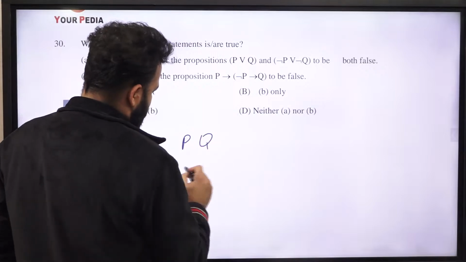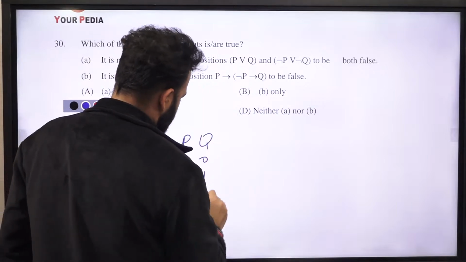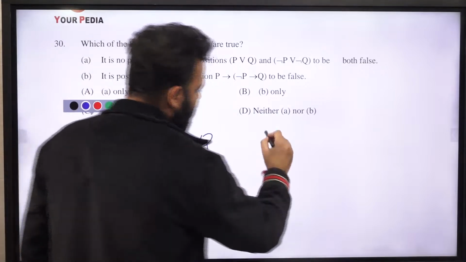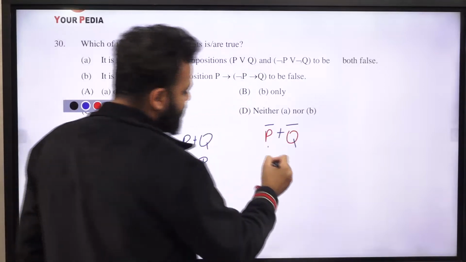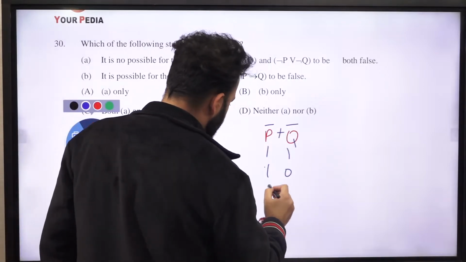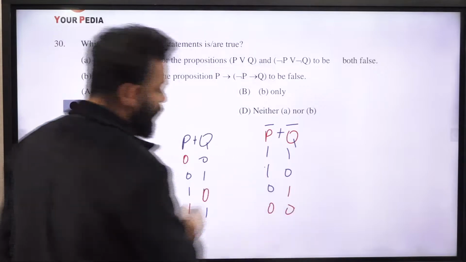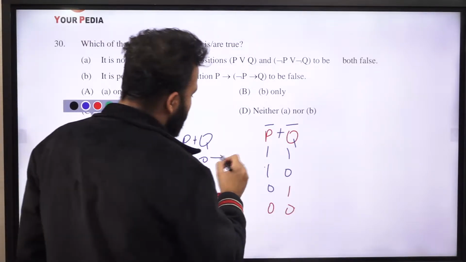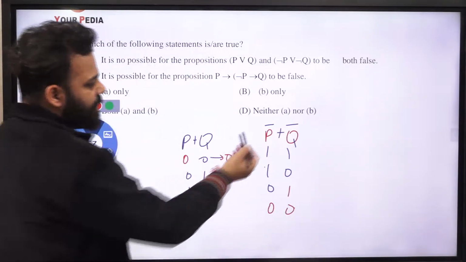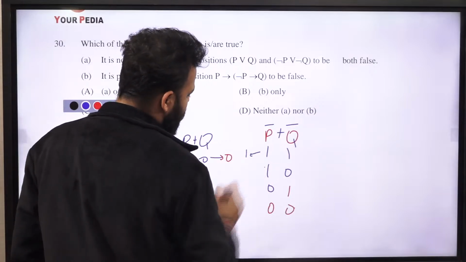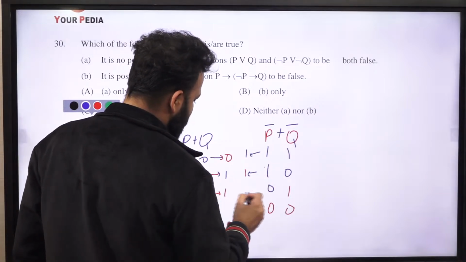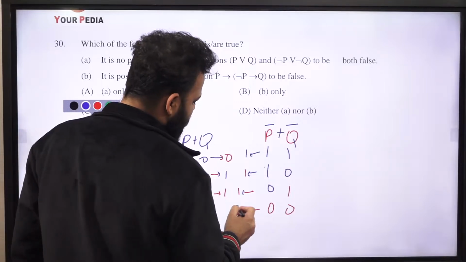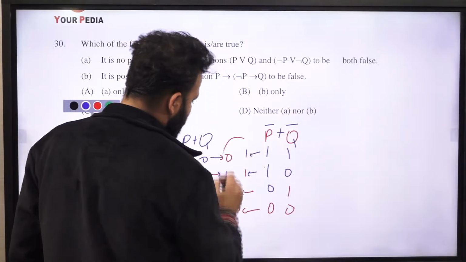So again I have to draw. 0 0, 0 1, 1 0, 1 1. In this case P bar and Q bar will have values: 0 0 will change to 1 1, then 1 0, then 0 1, and then 0 0. So at 0 0, P plus Q will give you value 0, and P bar plus Q bar will give you value 1. This will give you value 1, this will give you value 1, this will give you value 1, this will give you value 1, this will give you value 0, but this will again give you value 1.